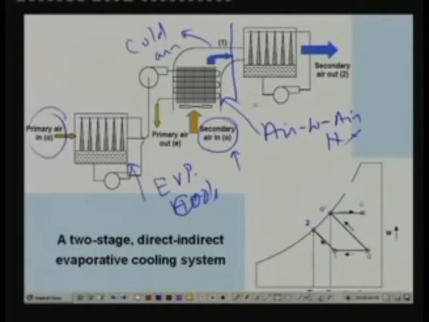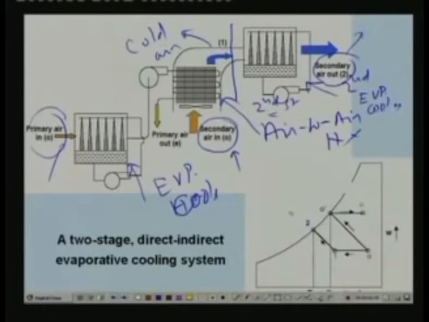Now, in the second stage, from this point onward, this secondary air undergoes direct cooling and humidification in a second evaporative cooler. So, in the first stage only primary air gets cooled and humidified, and secondary air exchanges sensible heat, whereas in the second stage the secondary air undergoes cooling and humidification. So, as a result, at the final exit of the system you get air which is much cooler than the incoming wet bulb temperature of the air.